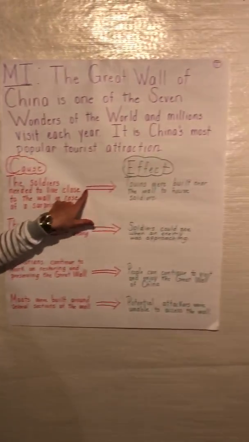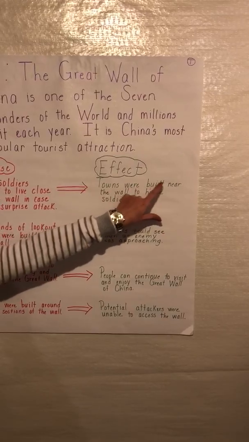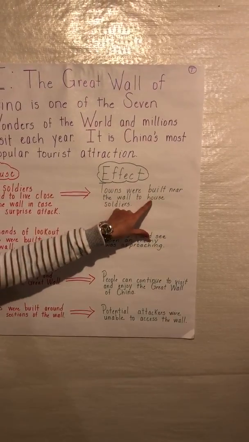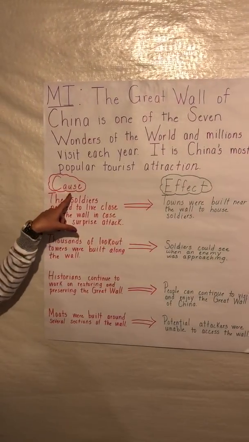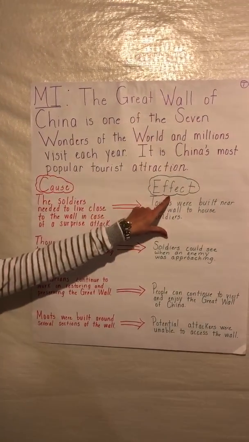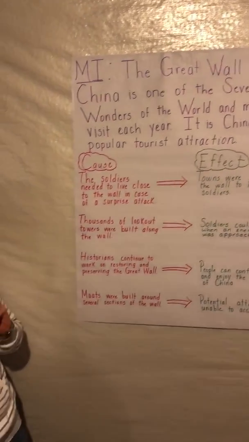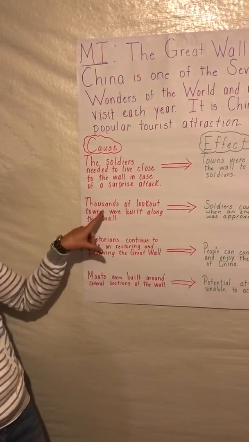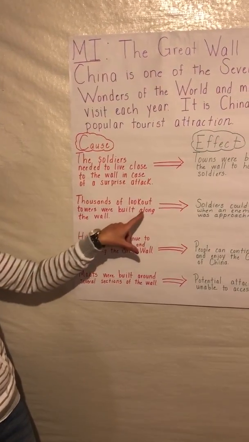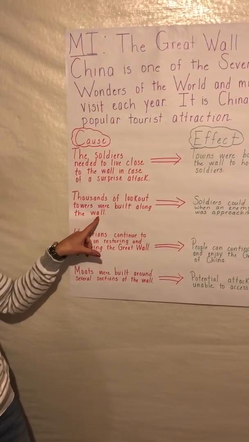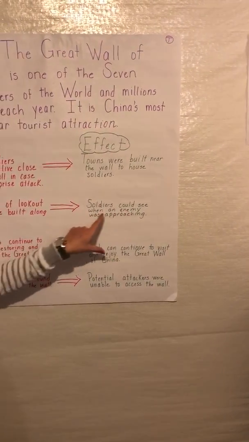Then I drew an arrow here. As a result, the effect is that towns were built near the wall to house soldiers. So again, here's our why. As a result, what happens is the effect. Another example you should have noticed as you were reading and annotating was the cause: thousands of lookout towers were built along the wall. As a result of that, soldiers could see when an enemy was approaching.